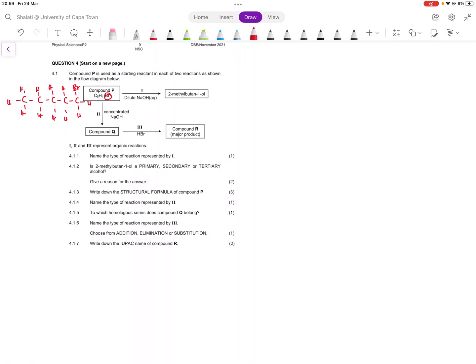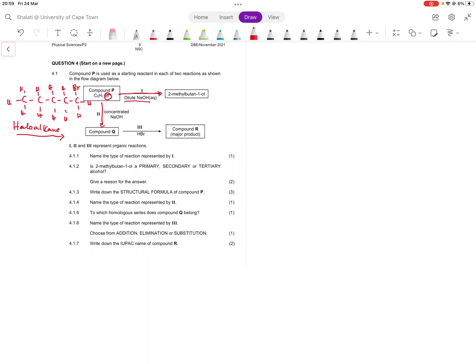Get your question paper, write down the information on the question paper. So check what happens here. From compound P, you can see compound P is a haloalkane. So you can already see that. Two processes take place. In this direction, it's a dilute NaOH, and in this direction it's a concentrated NaOH. Okay, so from the dilute NaOH you are getting a 2-methylbutan-1-ol.